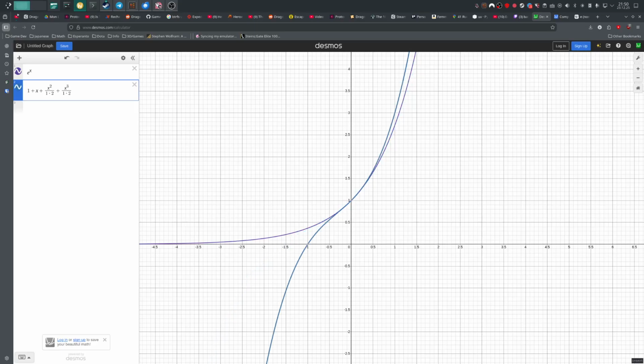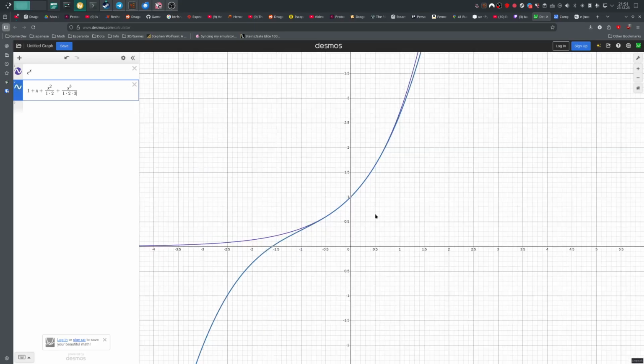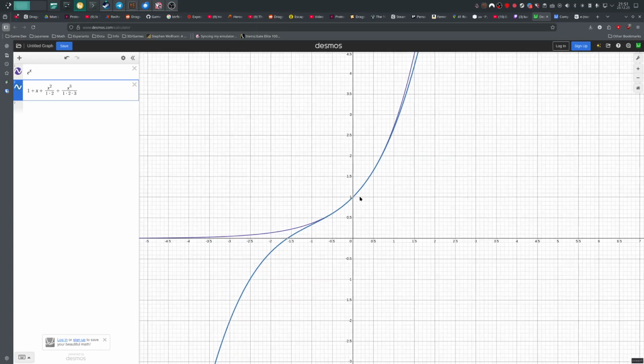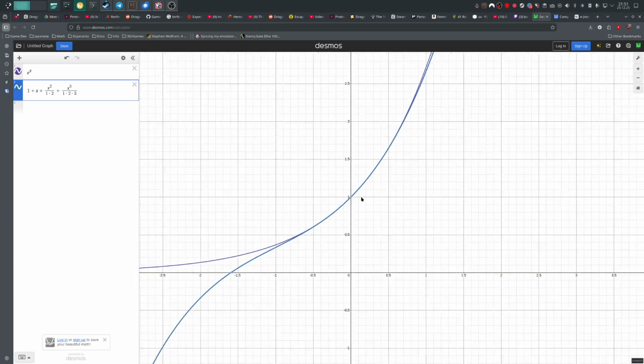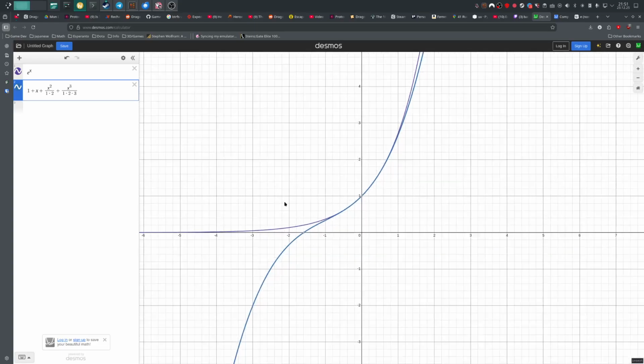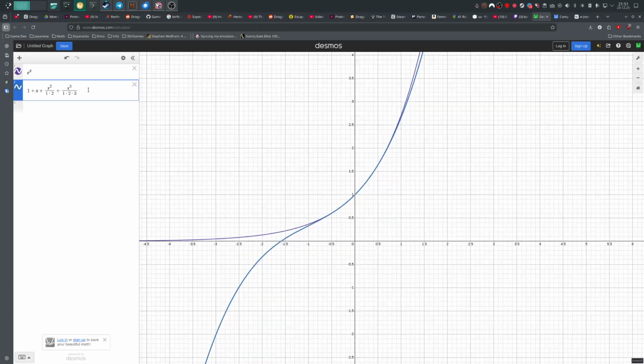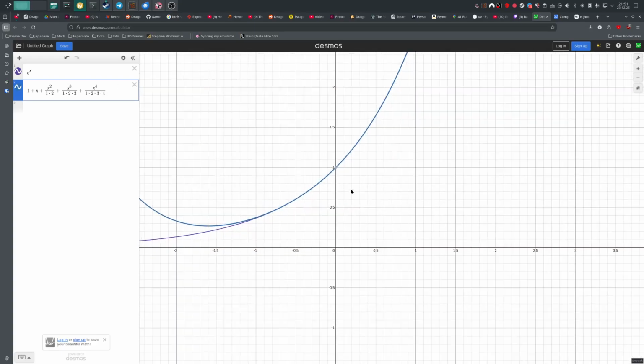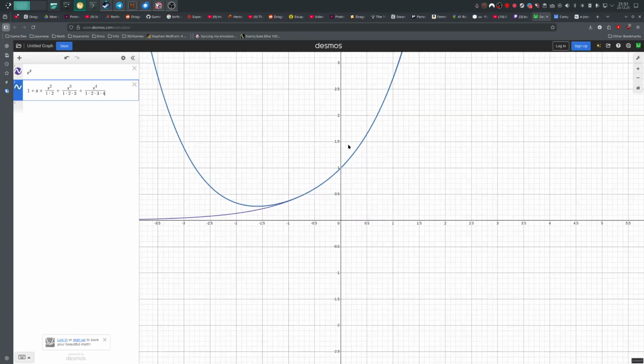Well, you see already that here it kind of fits the curve, right? Let's add another one. Let's do plus x power 4 divided by 1 times 2 times 3 times 4. Damn, it fits even more. You know what happens here?